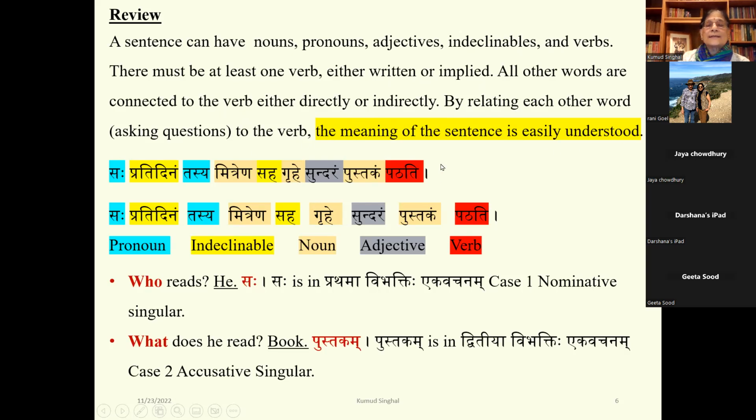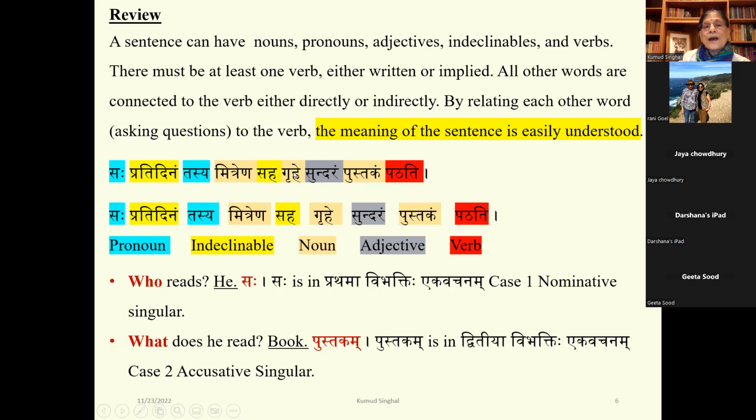So let us take this sentence. Saha pratidinam tasya mitrena saha grahe sundaram pustakam pathati. So the words highlighted in blue are the pronouns. Saha meaning he, tasya meaning his. The words highlighted in yellow are the indeclinables. Pratidinam, every day. Saha, with.